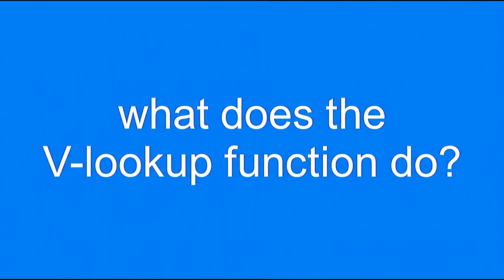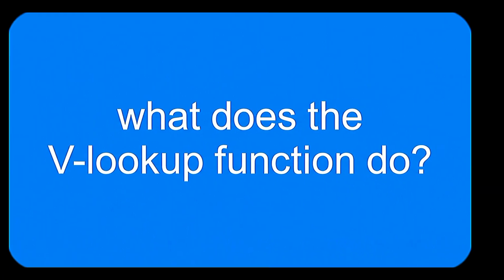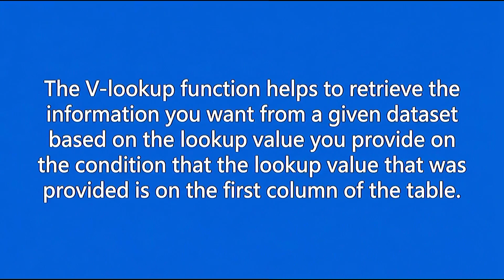So let's start with the VLOOKUP function. So what does the VLOOKUP function do? We all know that the VLOOKUP function, also known as the vertical lookup function, is a lookup function in Excel. So what does it do? The VLOOKUP function helps to retrieve the information you want based on the lookup value you provide, on the condition that the lookup value is on the first column of the table.